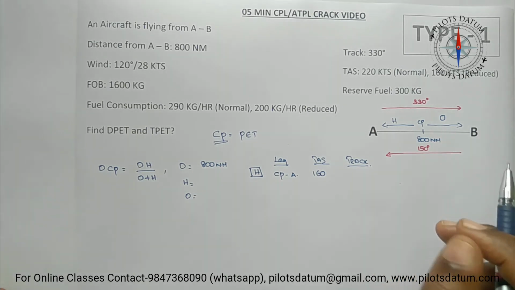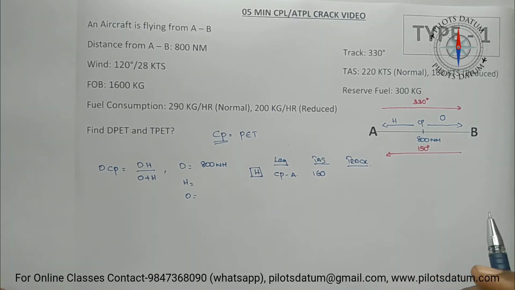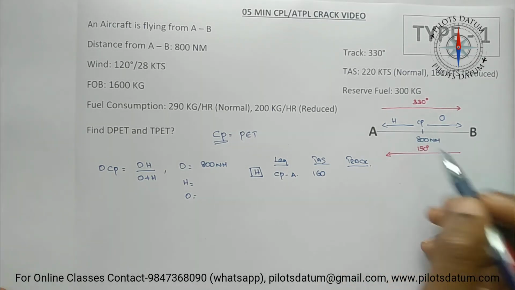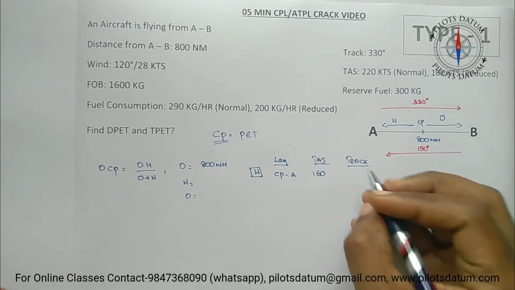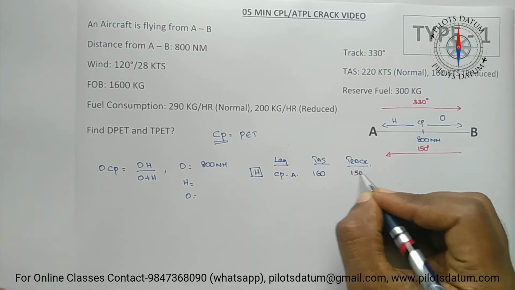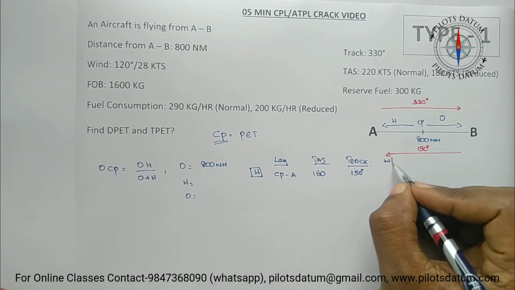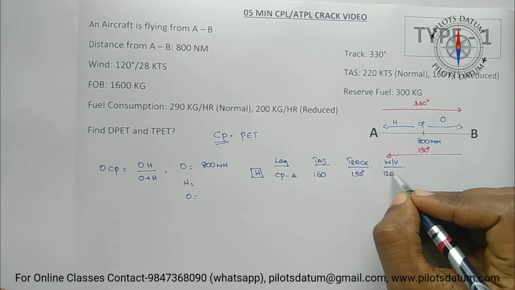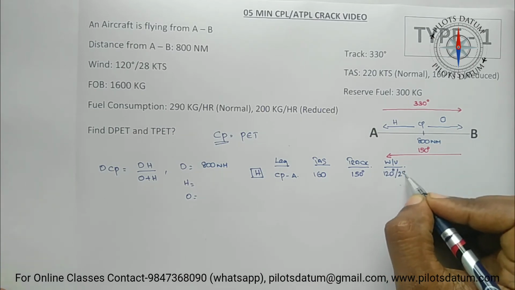When we take the heading, there will be a mistake. So from CP to A, we are maintaining a track of 150 degrees. Then wind velocity. What is the wind velocity? It's fixed at 120 degrees at 28 knots.